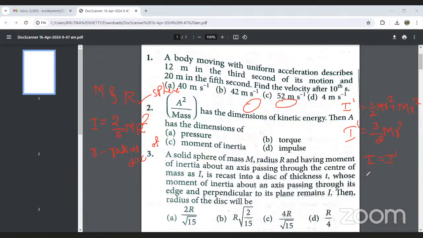Yes, what is the value of I? Already you have, it is 2 divided by 5 mr square. And what is the value of I dash? It is 3 divided by 2 mr square. So what will be the value of R? Can anyone tell me? Do further simplification and tell me. What is the value of R? Yes, students, quick.